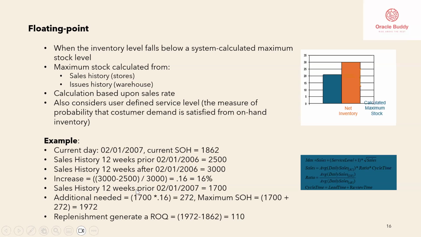So sales history 12 weeks prior to the current date is, suppose, 1700. So how much additional do we need? 1700 into 16%, that is 272 units. So maximum stock on hand will be 1700 plus 272, that is 1972. So right now, what is our stock on hand? 1862. So replenishment will generate a ROQ of 1972 minus 1862, that is 110 units.